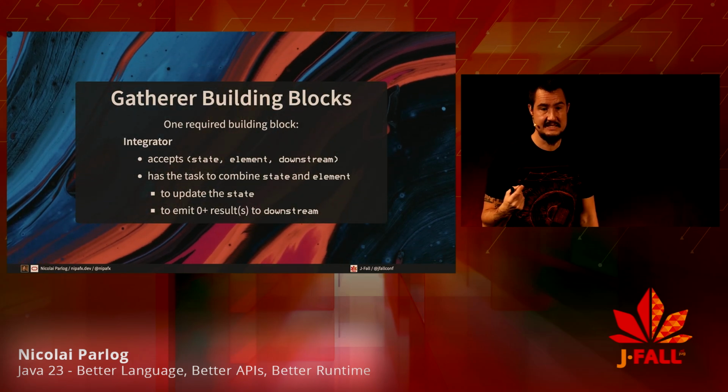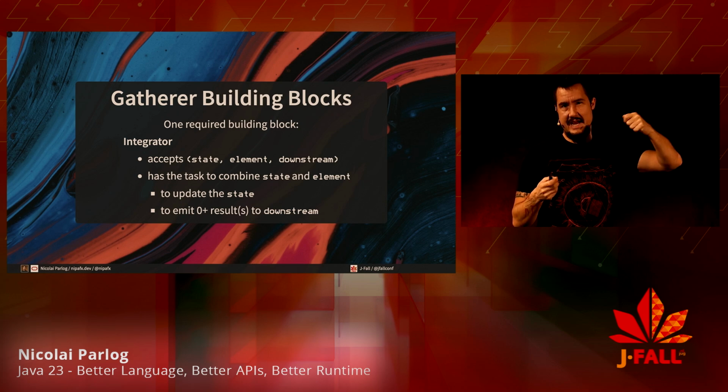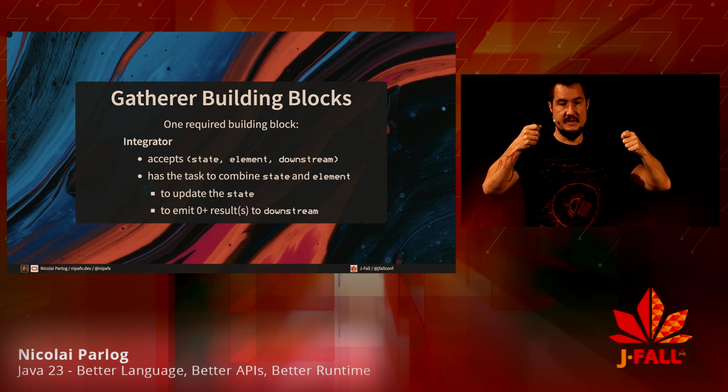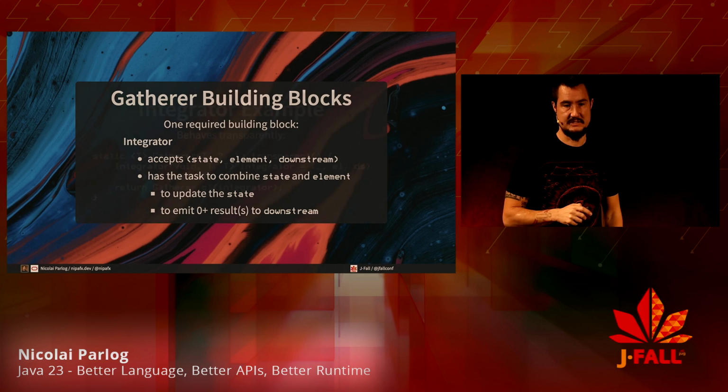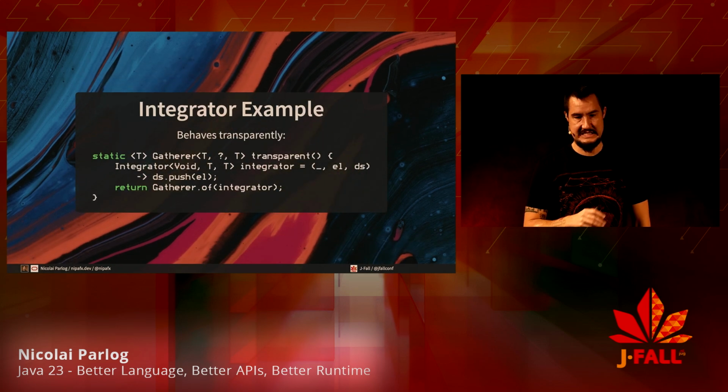So here, downstream would be the forEach. And the task is, take the state, again, that we're going to ignore, take the element, then potentially update the state, and then emit 0 or more results downstream. This is an integrator that does nothing.